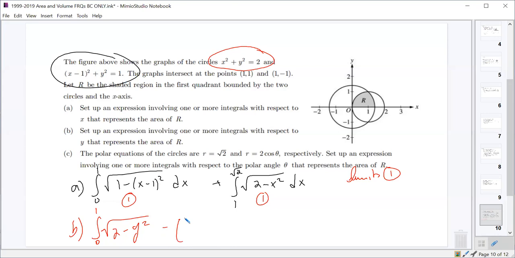So minus, what did I just say? 1 minus y squared square rooted, and we add 1 to that. 1 plus the square root of 1 minus y squared dy. Done. There we go. Everybody good with that?